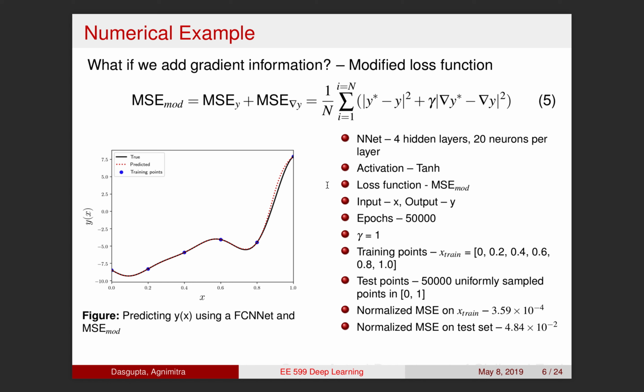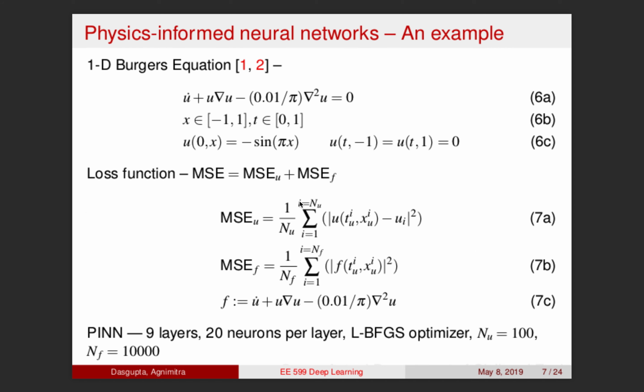Now, this is implemented for a very simple neural network which had 4 hidden layers and 20 neurons with hyperbolic tangent activations. It was trained for over 50,000 epochs on very few training points. Even with that, we can see that this approach works very well. And this gives a very gentle and nice introduction to what physics-informed neural networks are. Now, let's dive in deeper.